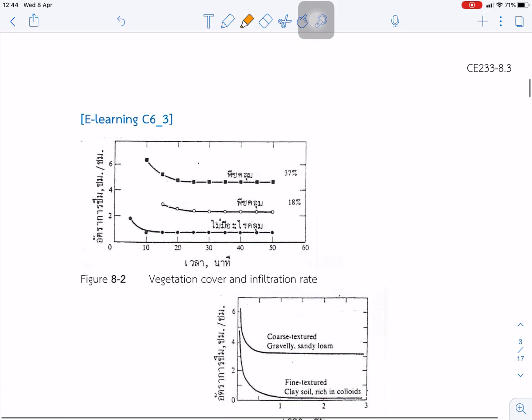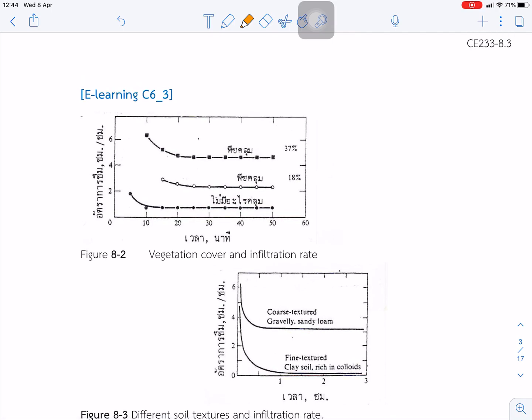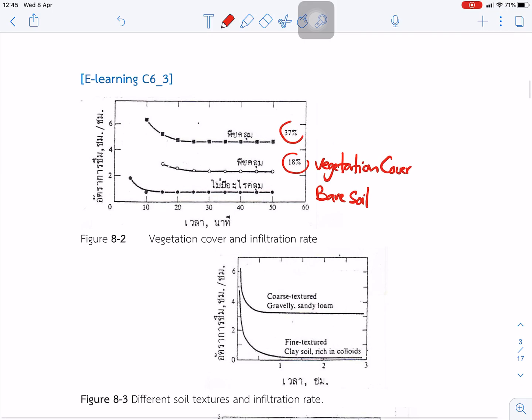Okay, many other factors affect the infiltration. For example, this graph shows the infiltration rate with time, and the differences. The bottom one is the bare soil, which means no vegetation. The second is 80% vegetation cover, and the 30% vegetation cover. So the higher vegetation cover gives the higher infiltration.